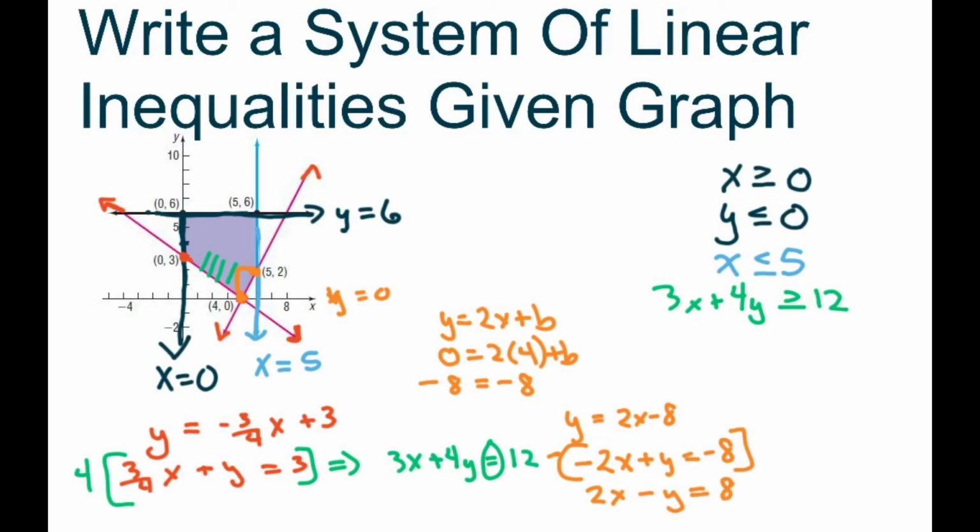All right. Now the only thing we have to do is set up our inequality. So for this line, here's your red line or your pink line here. And if you look at it, we're shading towards the left. So that means that's going to be less than. So you're going to have 2x minus y is less than or equal to 8. All right, and that is your system of linear inequalities.